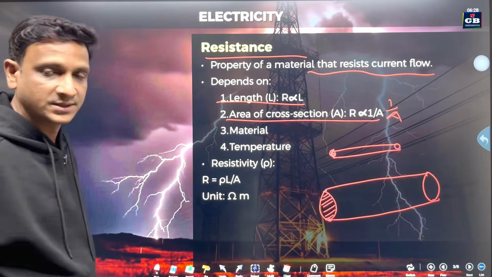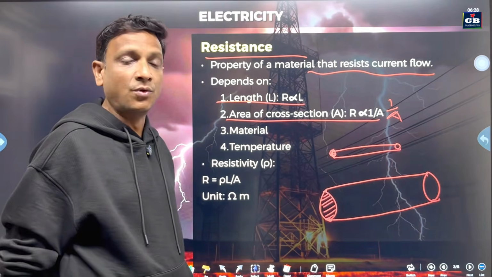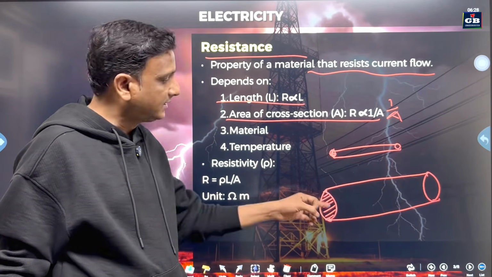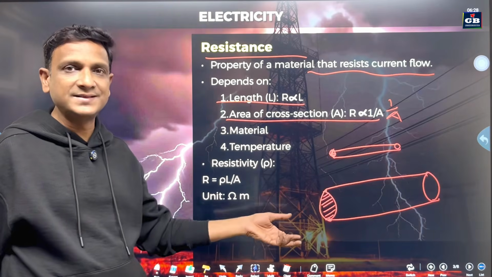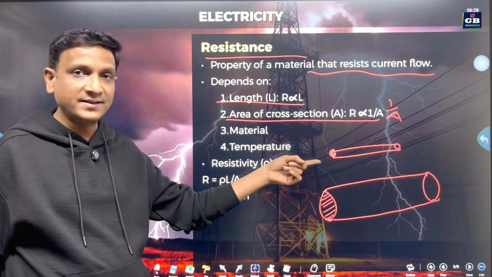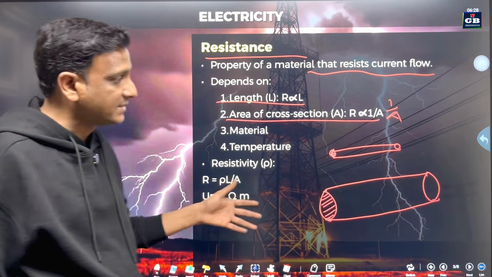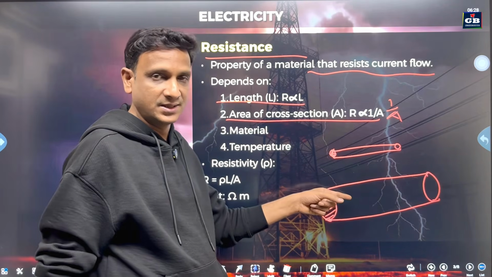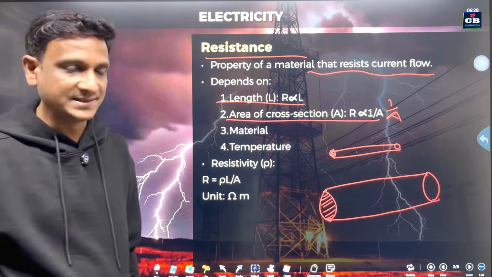What does that mean? In a thin wire there is more resistance. In a thick wire there is less resistance. Okay? If the wire is thick, the resistance is less. If the wire is thin, the resistance is more. If the same amount of current is passed through these conductors, in which one is there more resistance? Here is more resistance. Here is less resistance.